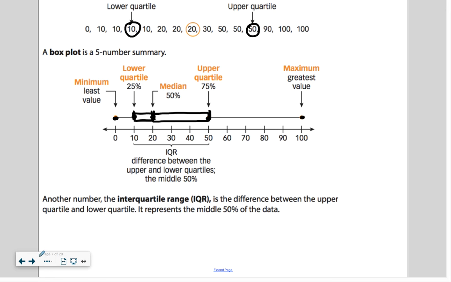All right, guys, so that's a little bit about just looking at box plots, histograms, and dot plots. Hopefully that was helpful and got your brain thinking about it again.